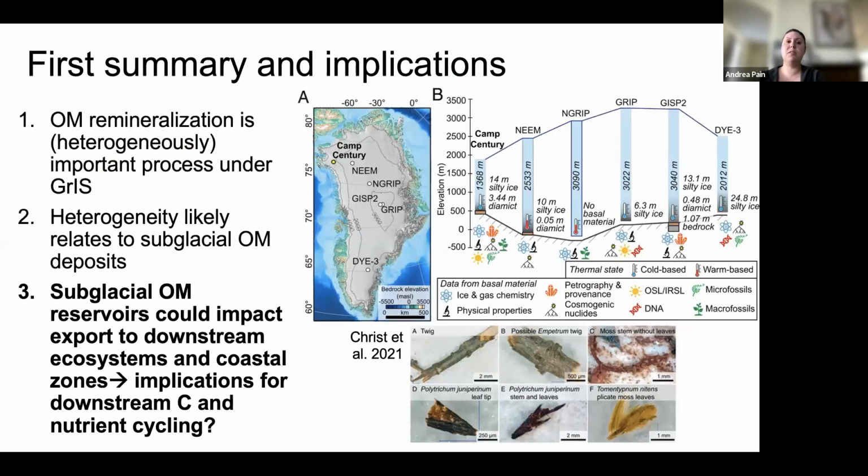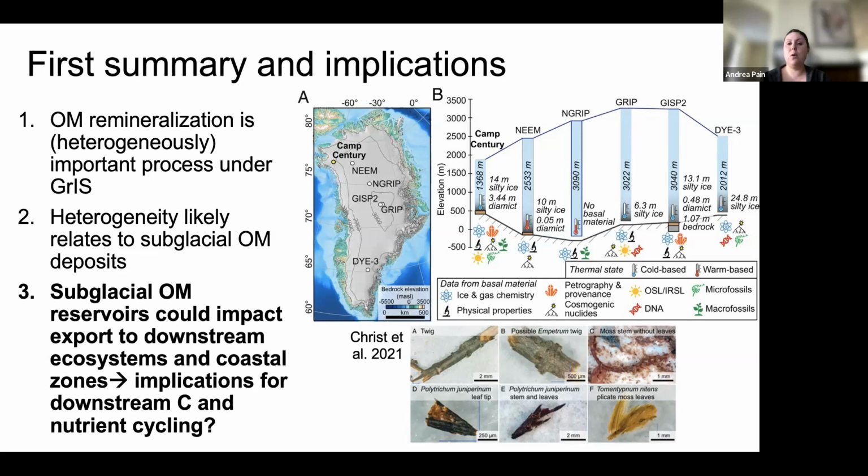So just some first summary and implications of this. Based on this information, it seems that organic matter remineralization is a heterogeneously important process under the Greenland ice sheet. So we see both water coming out that is a source of these gases to the atmosphere, but we also see that, depending on the amount of organic matter remineralization, the glacial meltwater can actually be a sink of CO2. We suspect that some of this heterogeneity relates to the location of these subglacial organic matter deposits.